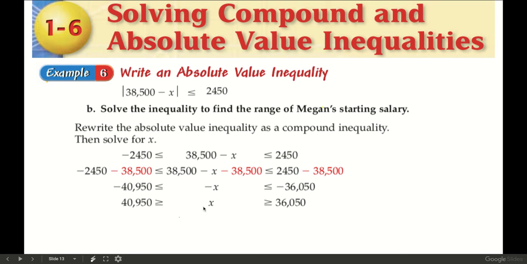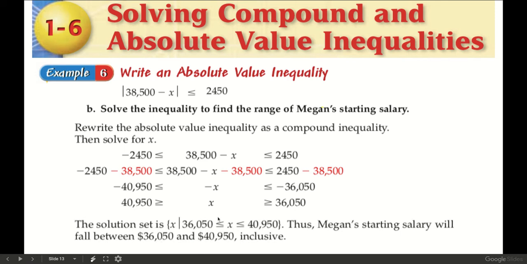So this would tell me that x, my value of x, is going to be greater than or equal to 36,050, but less than or equal to 40,950. So there's my solution set right there. Typically you would see it going in the other direction. You usually have the lesser value on the left and the greater value on the right with the variable in the middle. So the solution is set for all values of x: x will be greater than or equal to 36,050 and less than or equal to 40,950. So Megan's starting salary will range between there.